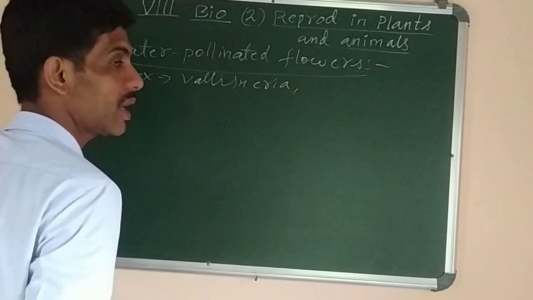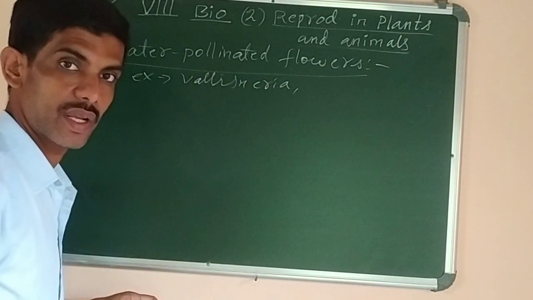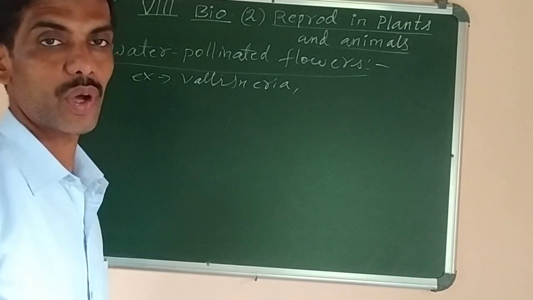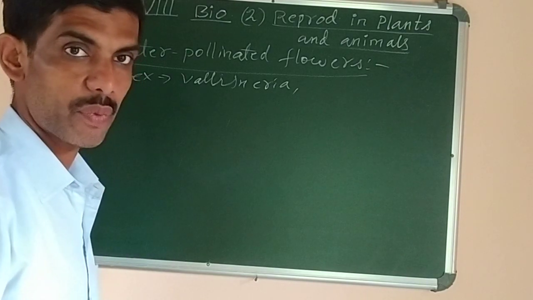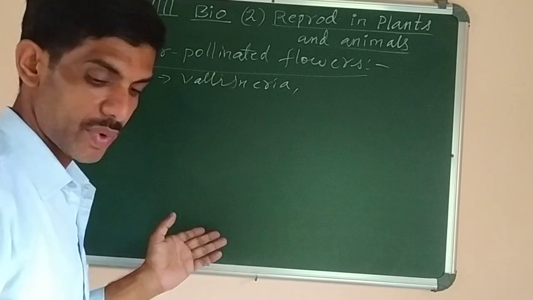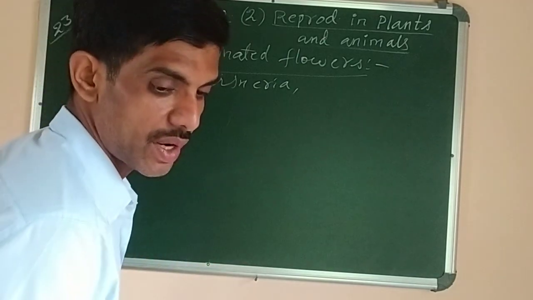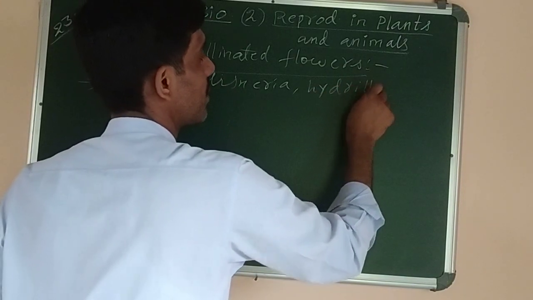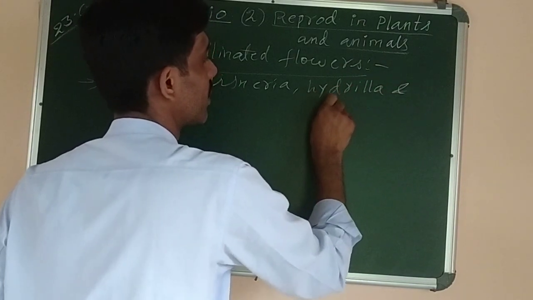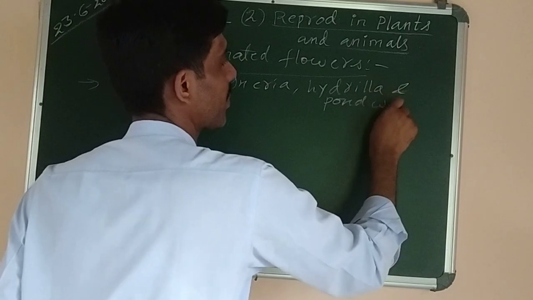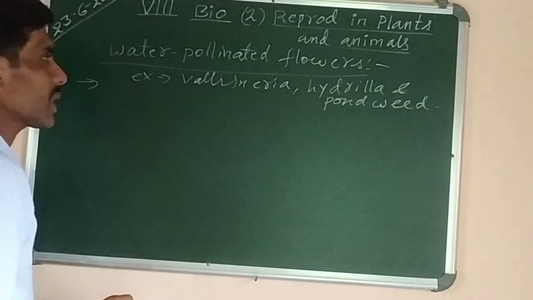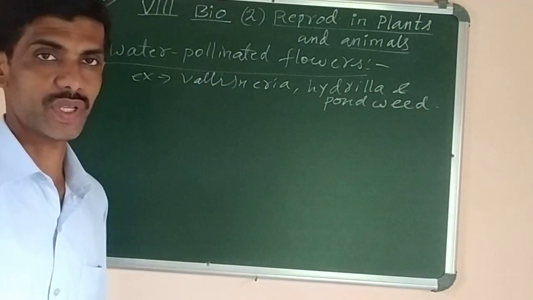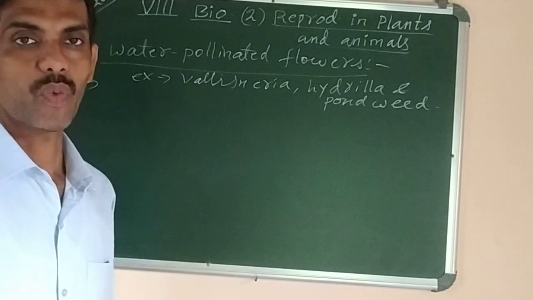It is found in lotus, which is also an aquatic plant. It is a flower which is found growing in water. Pondweed is also an aquatic plant. In your book also the hydrilla is there and pondweed is there. Three examples are given: Vallisneria, hydrilla and pondweed. All three are aquatic plants. Okay. Now, what are the characteristics of flowers which are pollinated by water?